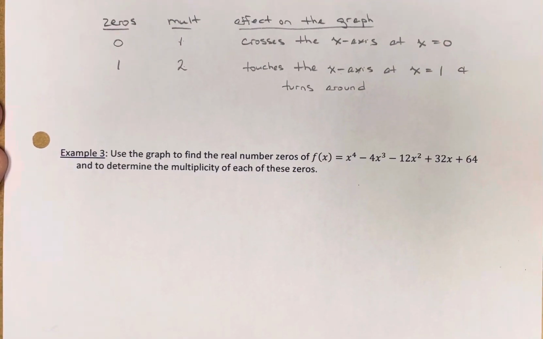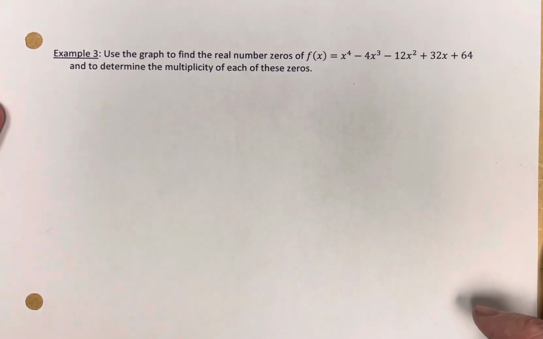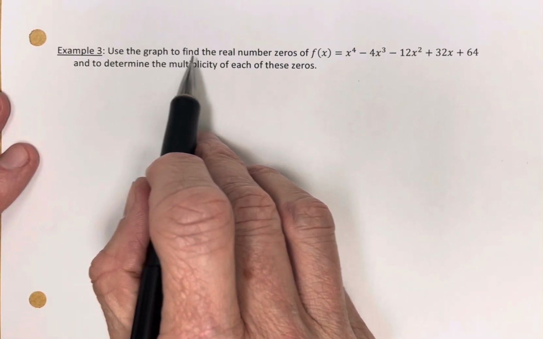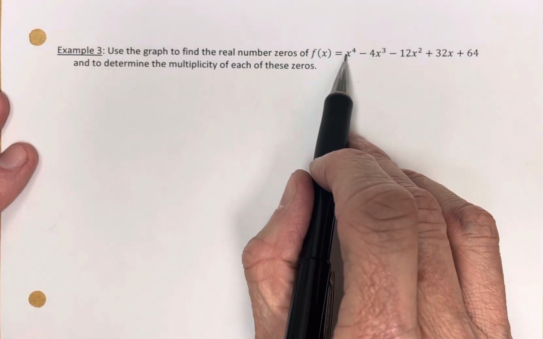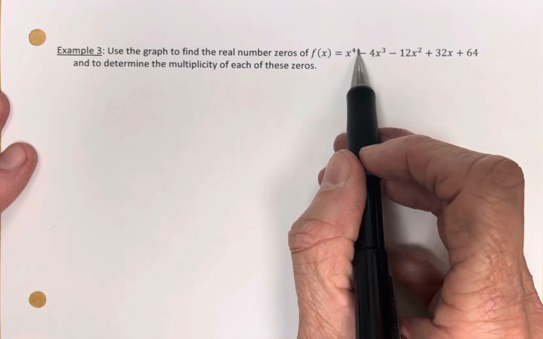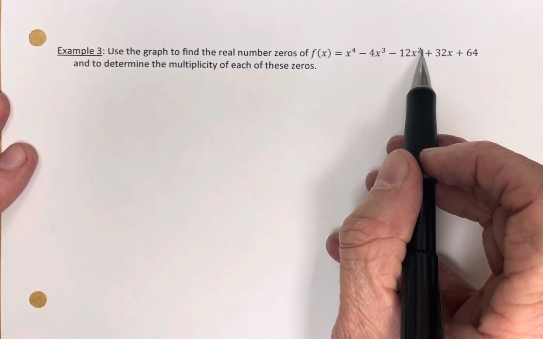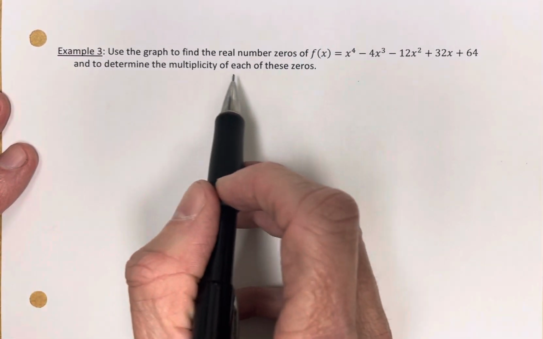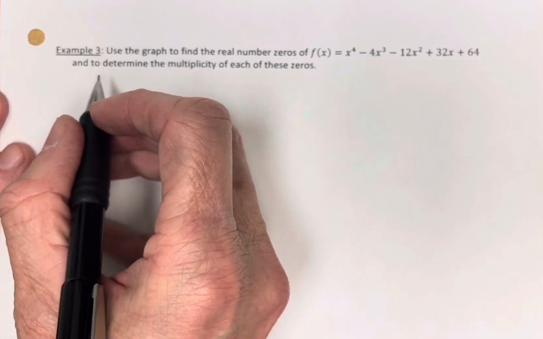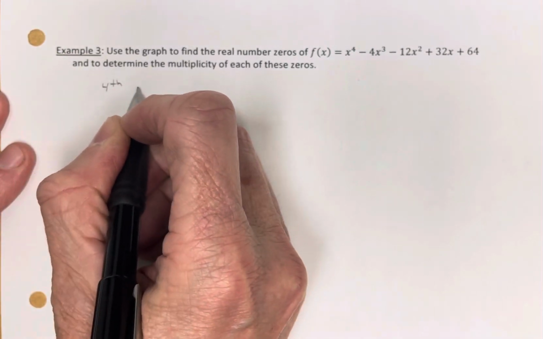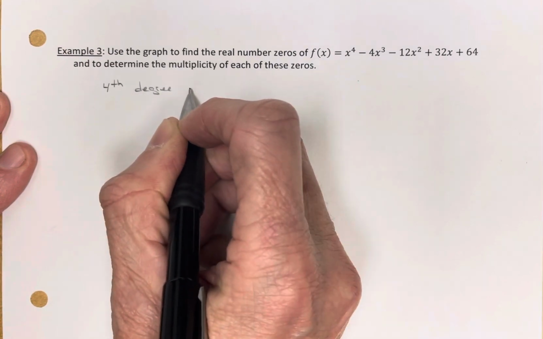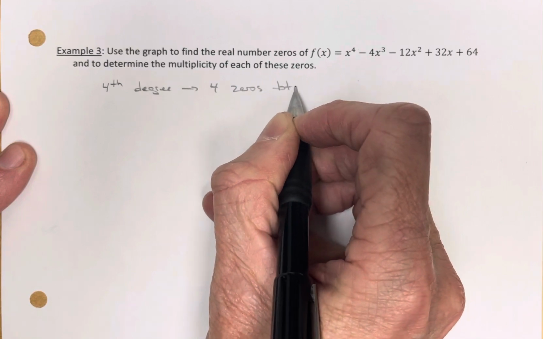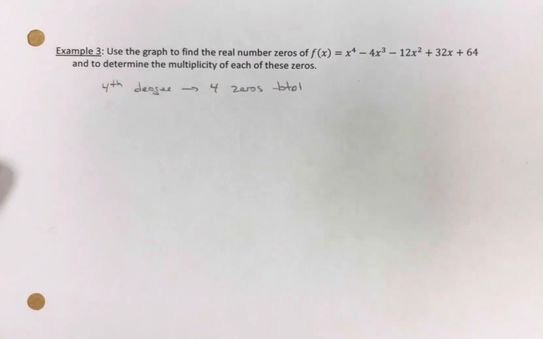We're just going to use the graph to tell us what's happening. Okay, so example 3. Use the graph to find the real number zeros of this 4th degree polynomial, x to the 4th minus 4x cubed minus 12x squared plus 32x plus 64. Whew, mouthful. And to determine the multiplicity of each of these zeros. Well, it is a 4th degree polynomial, which means it has 4 zeros total if we count multiple zeros separately.